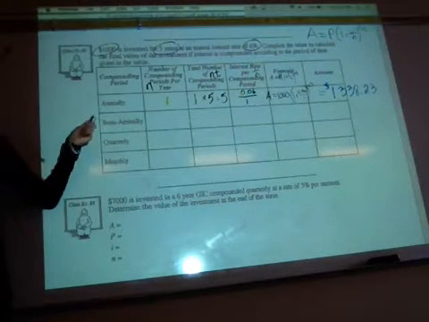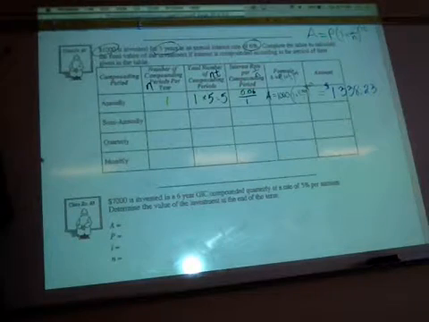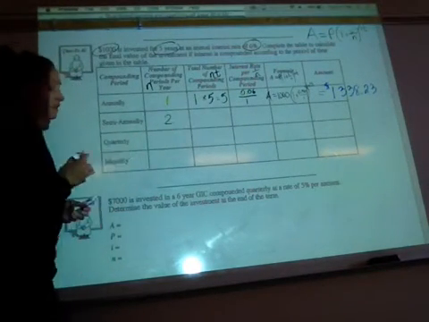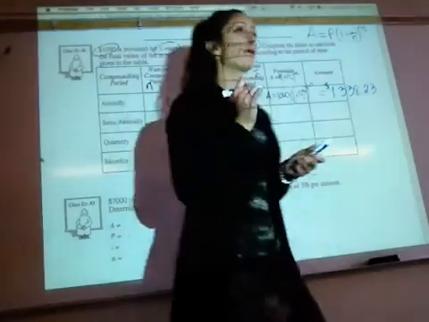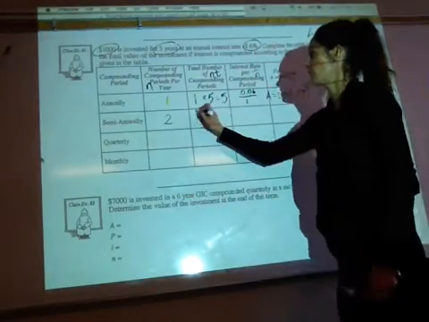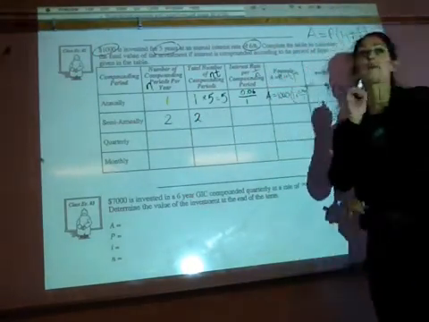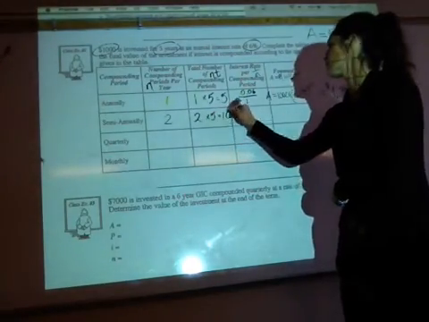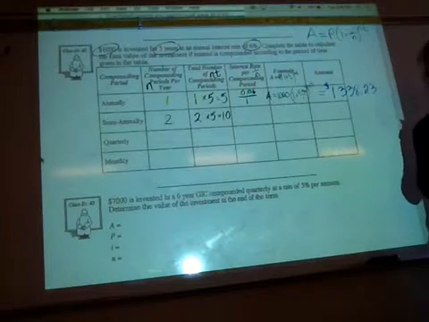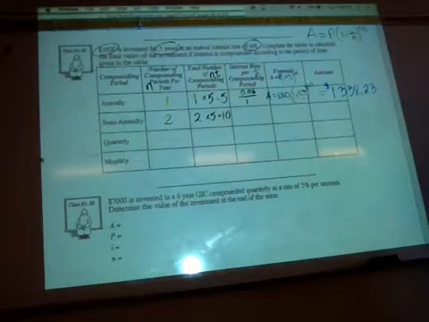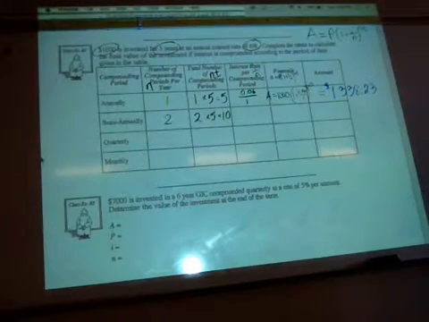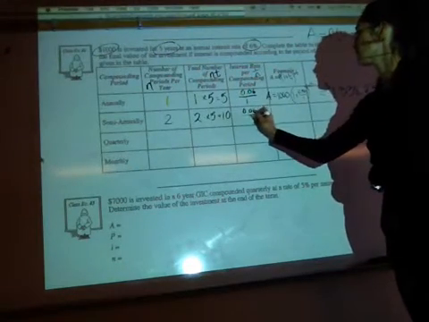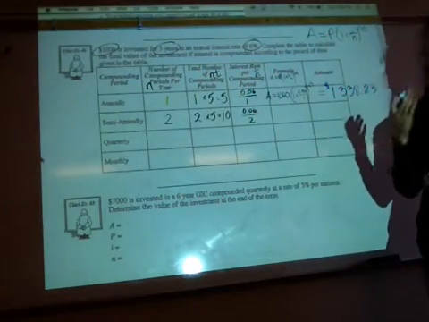What if we compounded semi-annually? So how many times a year is semi-annually? 2. Okay, so your N is 2. Total number of compounding periods will be how many times you're compounding per year times the number of years. So we have 10 total compounding periods. The interest rate will be per compounding period, so we have 0.06 divided by 2, or 0.03.